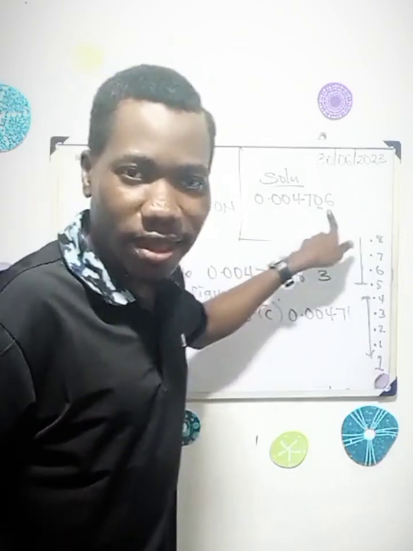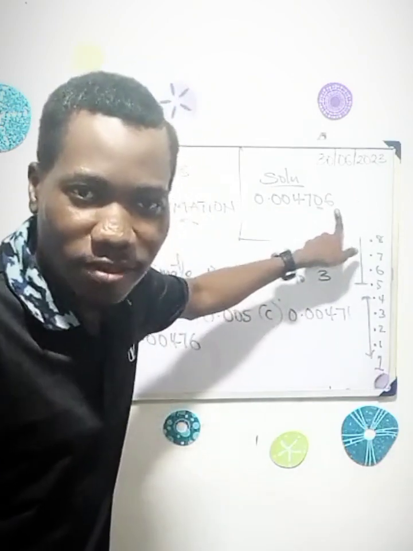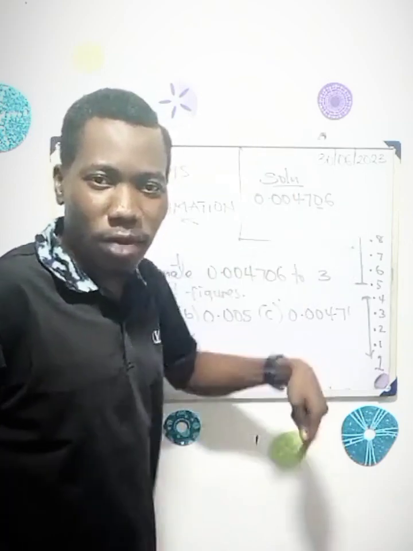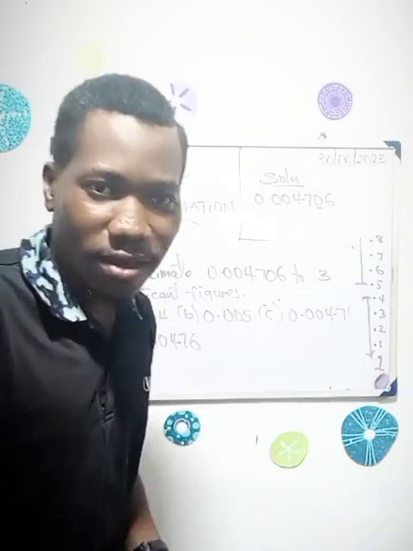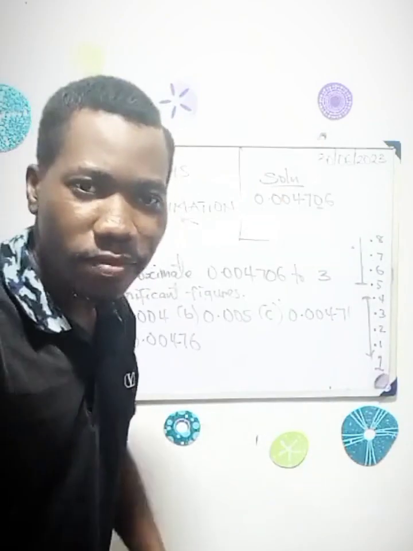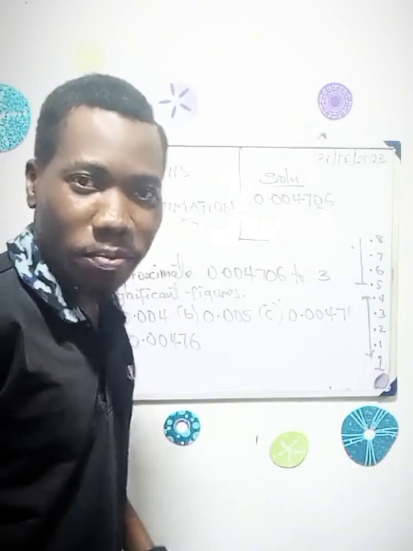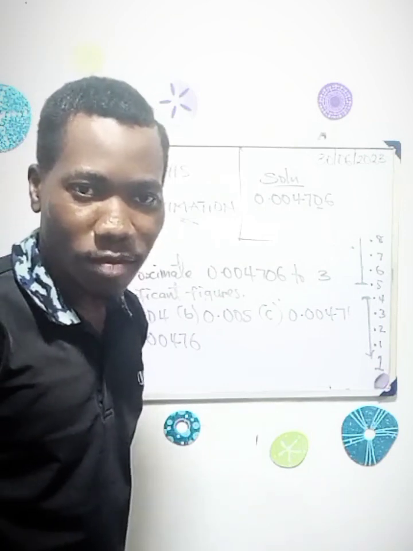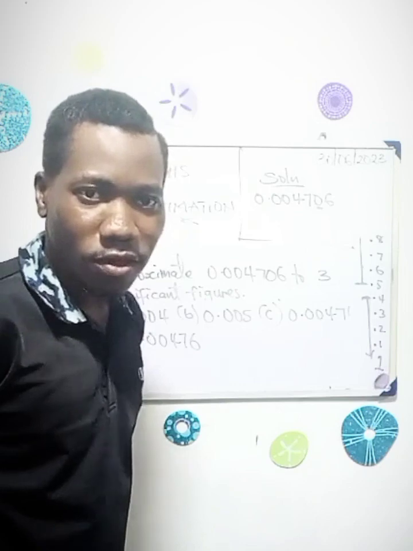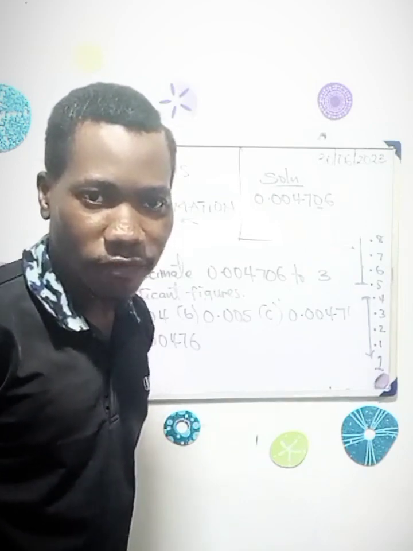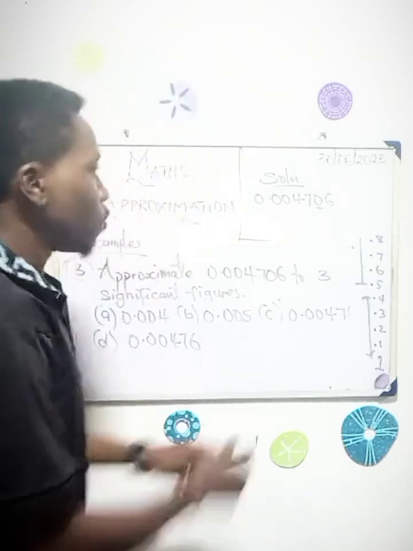So what's the next thing? Check the next number. And in this case, the next number is 6. So what are we going to do with it? Are we going to round up or are we going to round down? Everybody says up. Good.